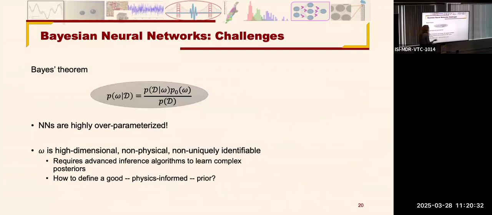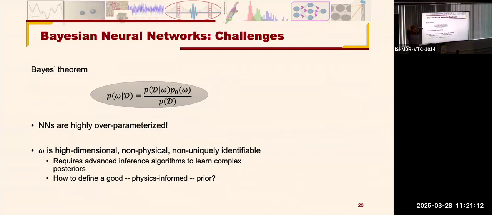So now, why is this challenging? The reason this is really challenging is because applying Bayesian inference in a high-dimensional space is really hard. So learning a probability distribution over the space of the neural network kernels and biases, which are typically really high dimensional, is really hard. And because neural network weights are so high dimensional, but also non-physical, they are not parameters that hold some kind of physical meaning, it's really hard to define a prior over them.